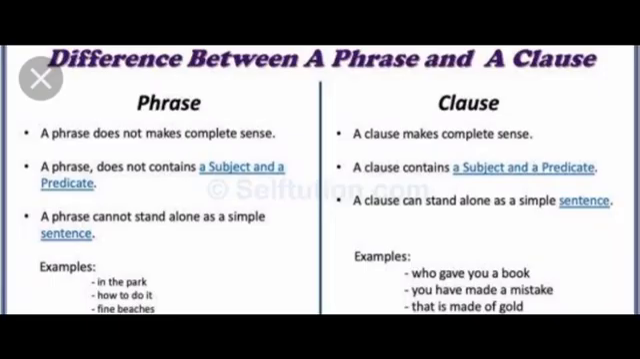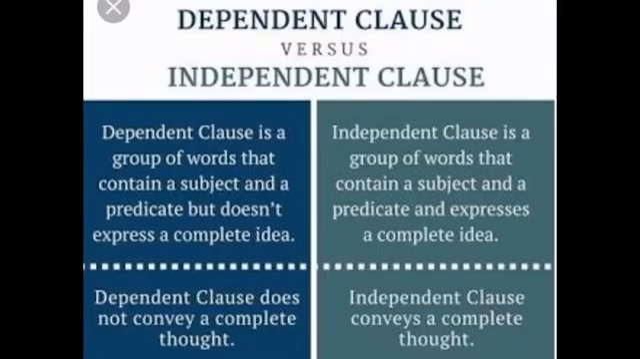My dear friends, this is the time to conclude what we learned today. A clause is a group of words like a phrase, but unlike the phrase, it makes complete sense. A clause contains a subject and predicate, which a phrase does not contain. A clause can stand alone, but a phrase cannot stand alone. A clause has two major divisions, dependent clause and independent clause. A dependent clause is a group of words that contain a subject and a predicate but doesn't express a complete idea, whereas an independent clause is a group of words that contain a subject and predicate and expresses a complete idea.